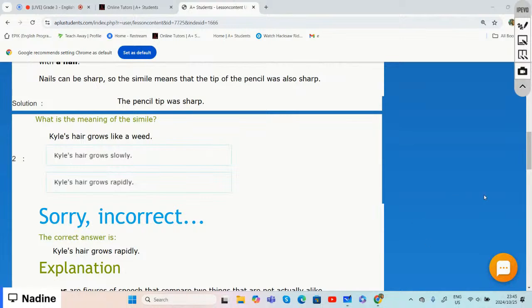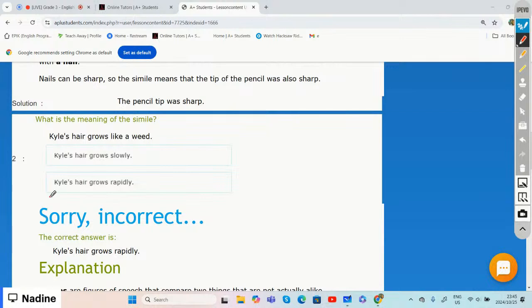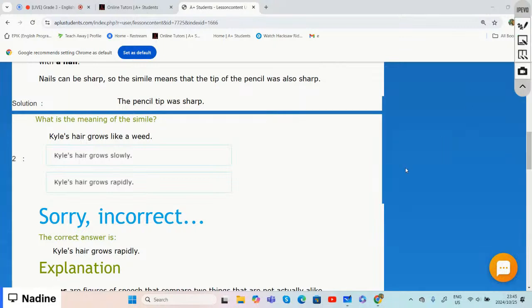And if we were to choose the correct option, we would say his hair grows rapidly. Because if you remember weeds, you basically just did the garden and now all of a sudden the weeds are back again, right? All right, but this is the end of our lesson.